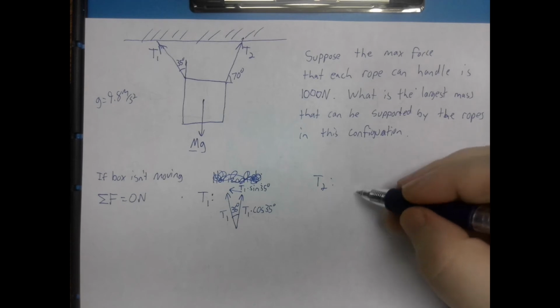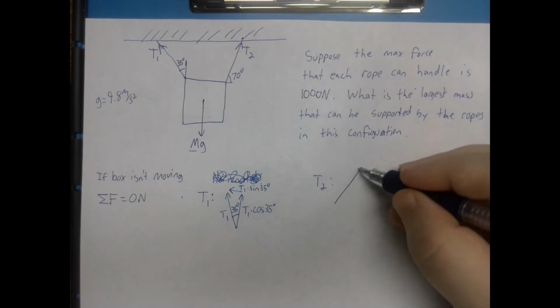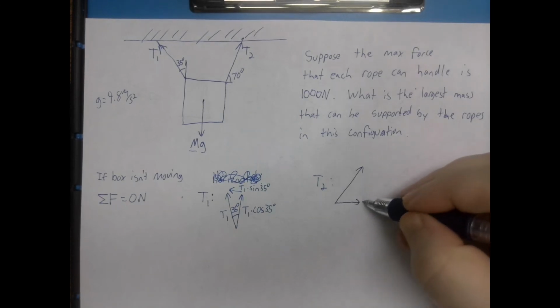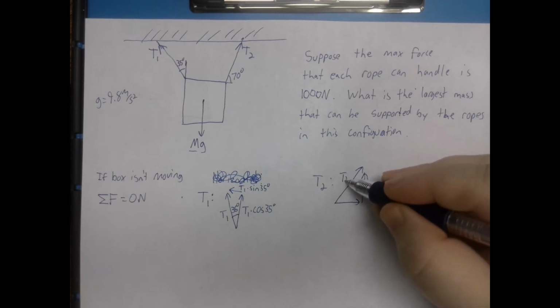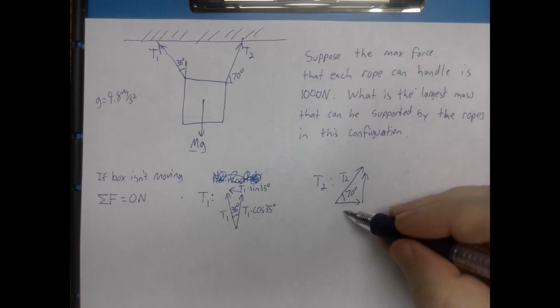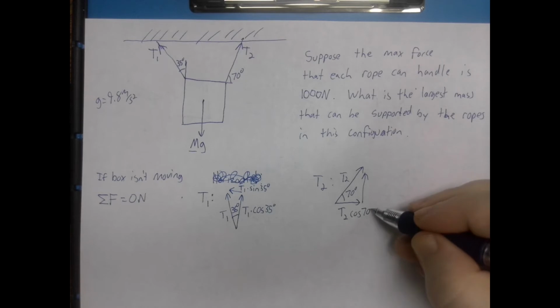T2 has a horizontal and vertical component at 70 degrees. So the horizontal component would be cosine of 70 degrees.